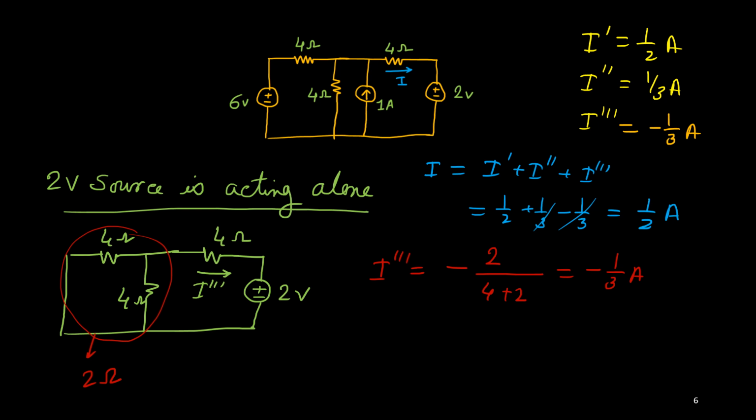So this is the procedure to use superposition principle in a circuit. Remember, the circuit should be linear, means it will only contain resistance, current source, voltage source, and dependent sources. It's fine.